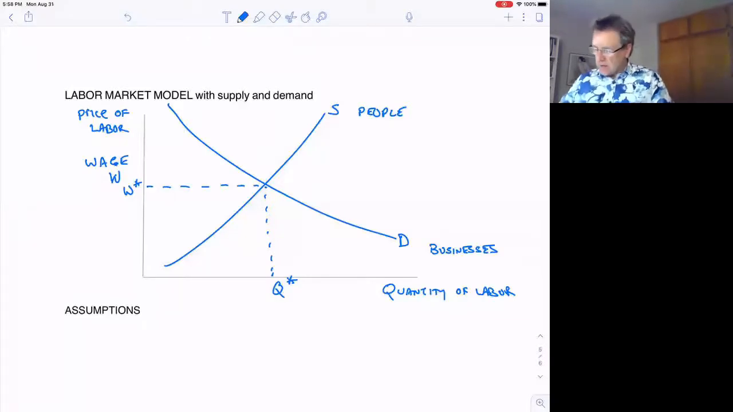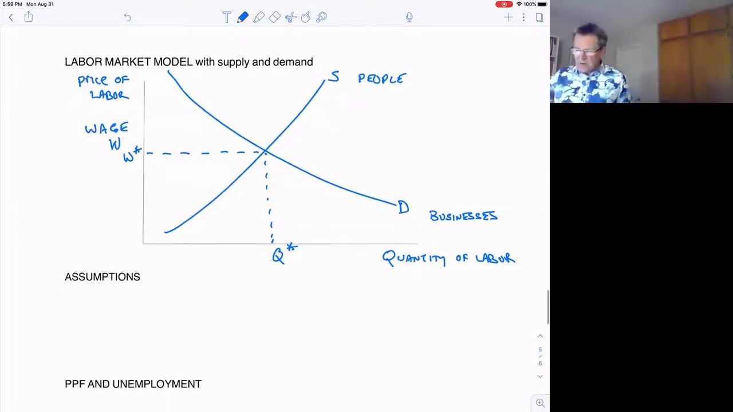Now in this model of using supply and demand, the model of perfect competition, prices adjust so that we get to equilibrium quickly. And that means no unemployment. But we see unemployment around in the world. So what's going on here?